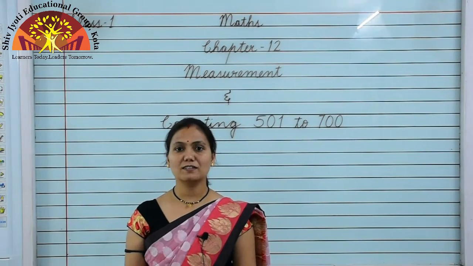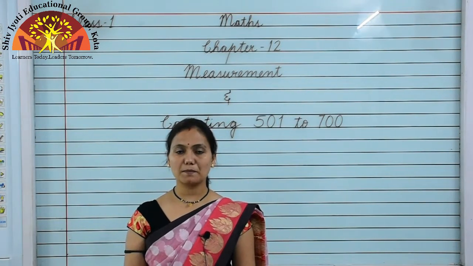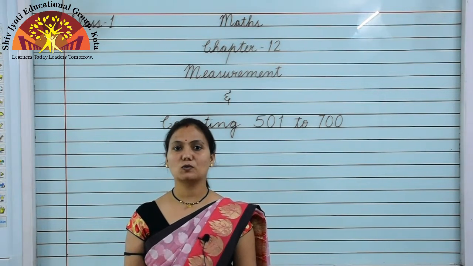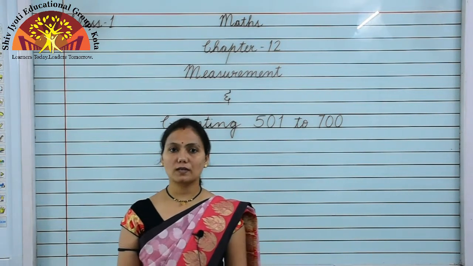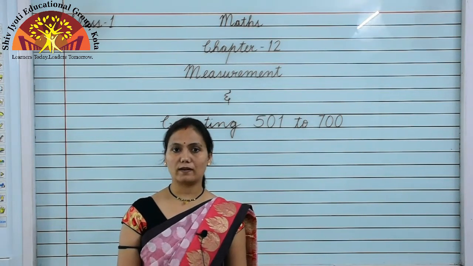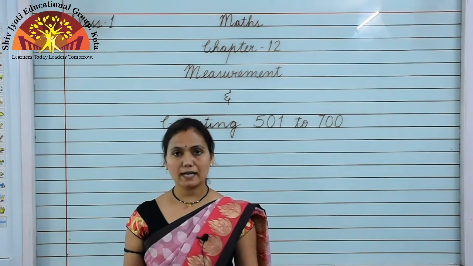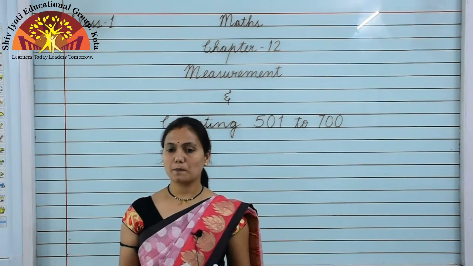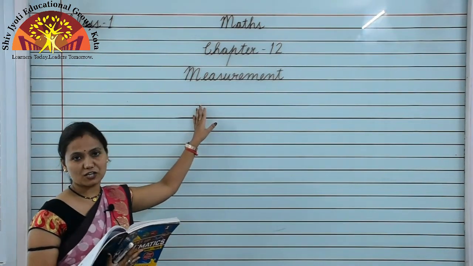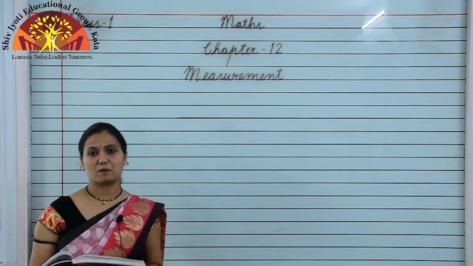Today I am here to teach you Maths Chapter 12, Measurement and Counting 501 to 700. So kids, first of all we will see chapter number 12. Take out your book and open page number 150. Chapter name is Measurement. What is measurement?